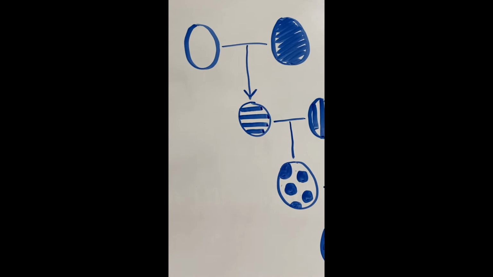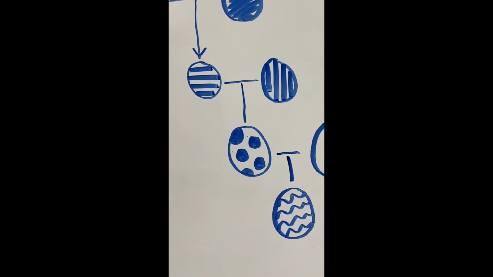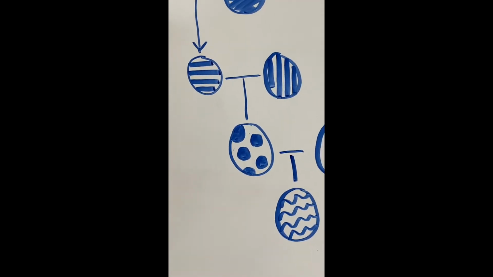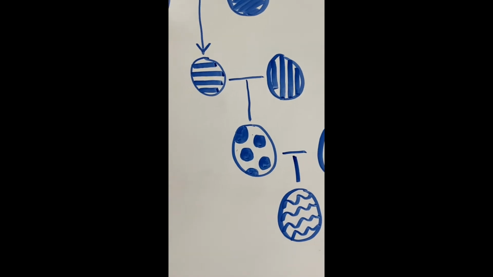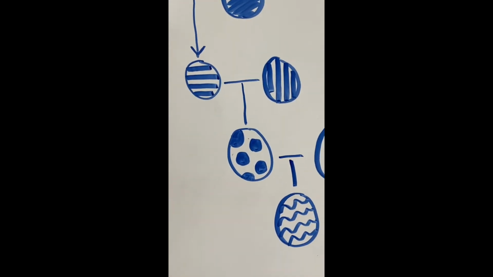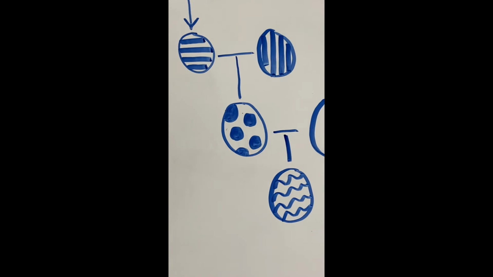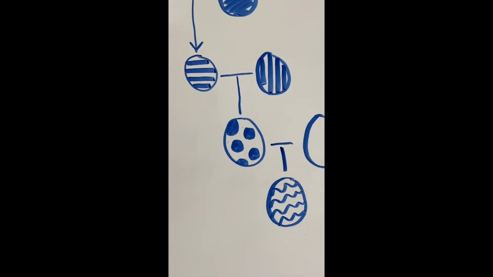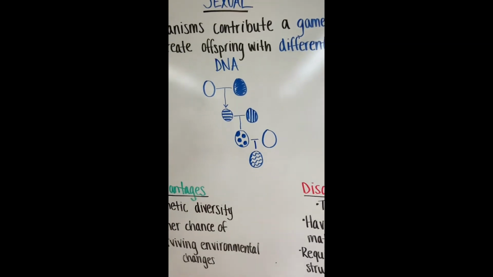So this little guy has stripes. And they're going to reproduce again with something that is not closely related, so they do not have shared DNA, and they are going to reproduce another offspring that is genetically different. The DNA is different, and this goes on and on and on.